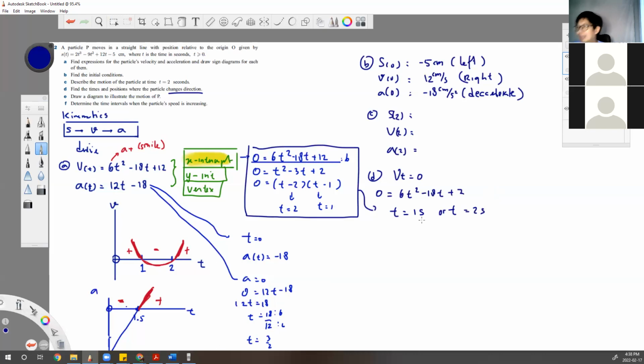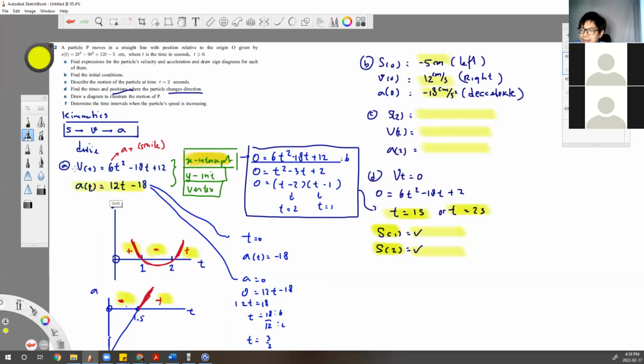And for the position, the times are already known, so you need to find S1 and S2. I don't want to do this, it's wasting time, but you know how to do it, right? I will highlight it so you know that it's still blank. You need to find it on your own by yourself. Okay, there you go, that is the answer. Here is the sign diagram, and this will be the answer. Okay, next.